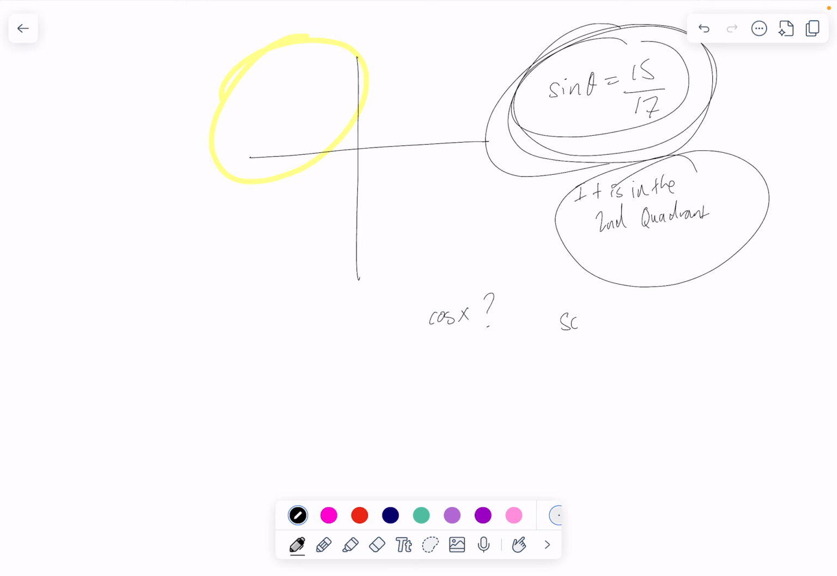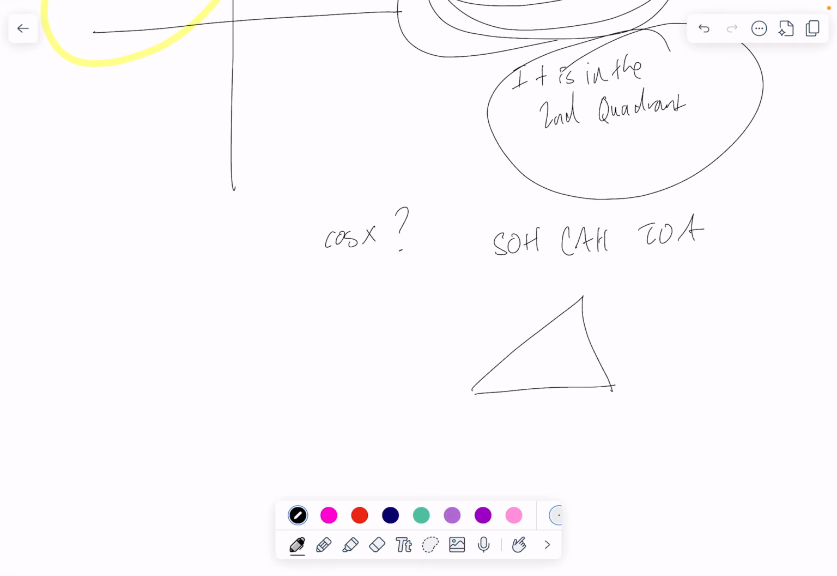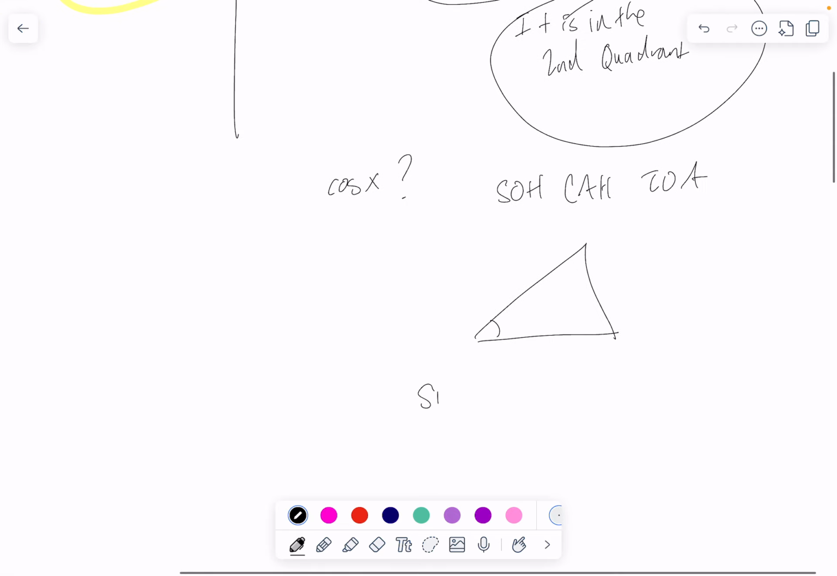So now I want you to think SOHCAHTOA, right? Say you're given a triangle, and you have sine of theta, and this is going to be theta, is equal to 15 over 17. So what, that triangle sucks. Let me redraw it.